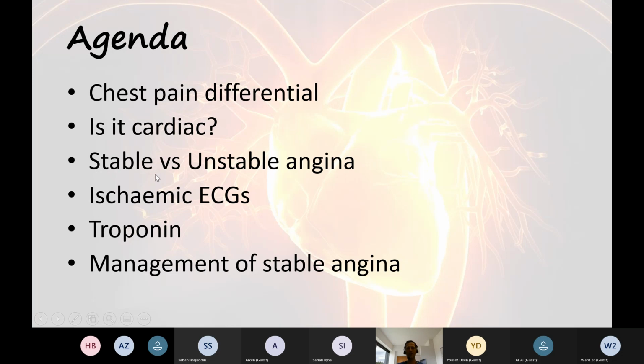We'll talk about the differentiation between stable and unstable angina, go over a few ischemic ECGs, talk a bit about troponins and troponinitis. That's a made-up word for people seeing troponin and immediately saying it must be a STEMI or ACS. And we'll then talk about the management of stable angina.